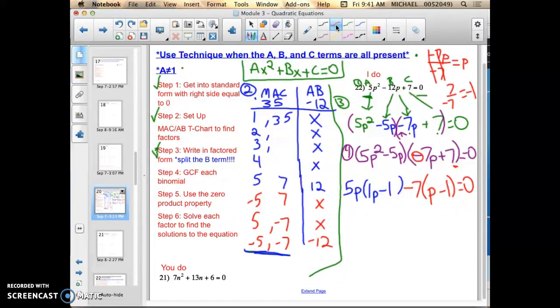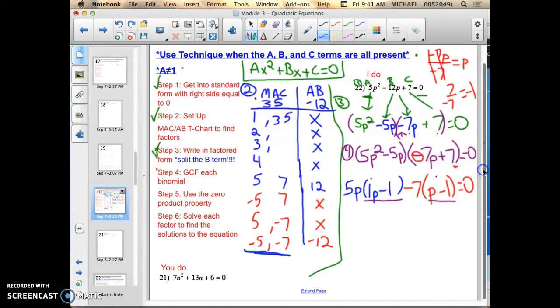At this step, the way to check yourself at the end of step 4, so please listen to this too, is that the groupings of binomials that you have are the same exact thing. If you notice, they are the same. I have a p minus 1 over here, and I have a p minus 1 over there. So that means I did step 4 correctly, and I can move on to finish step 4. I'm sorry, step 4 is super extensive.